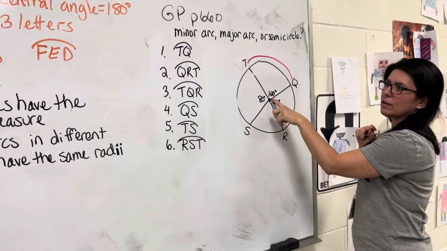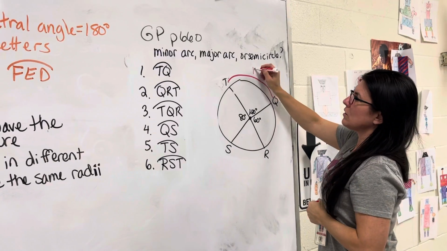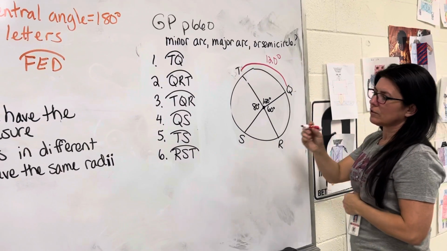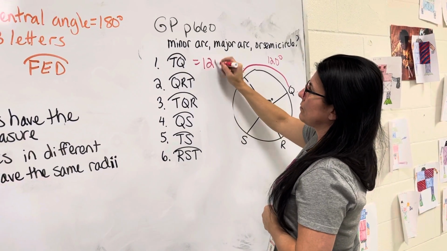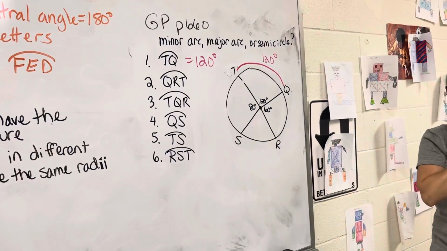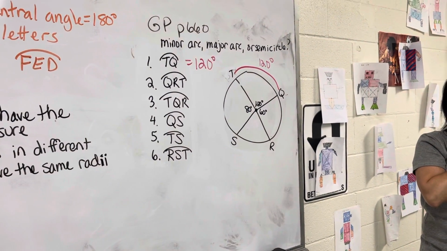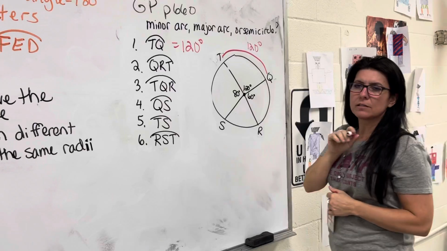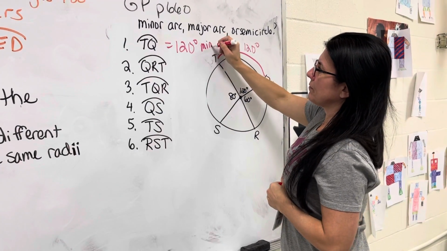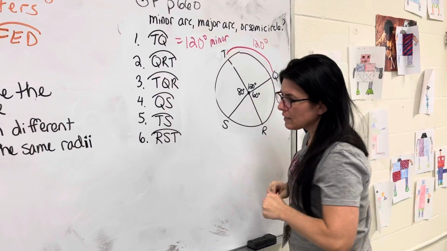Exactly. So this central angle is 120. So this arc is 120. And is it major, minor, or semicircle? It's minor, it's less than 180. QRT.